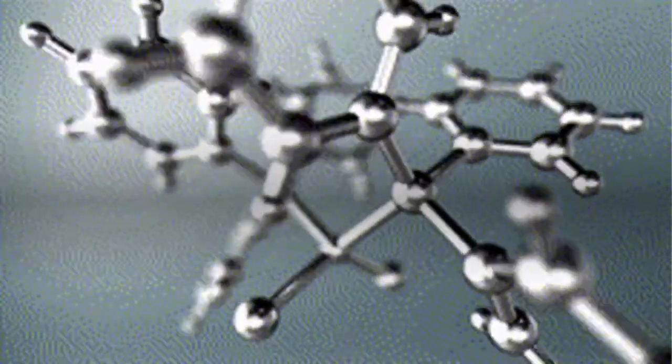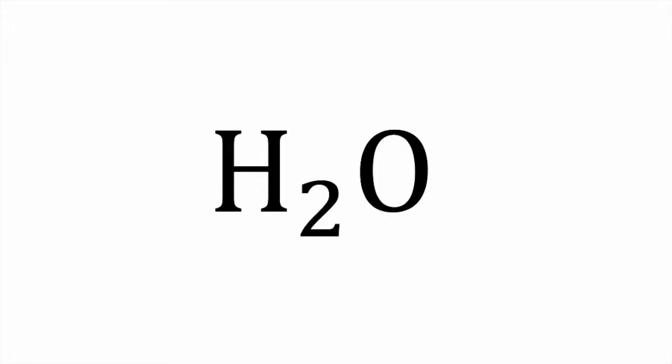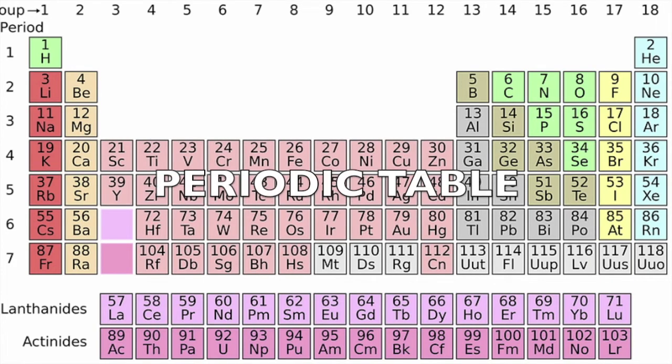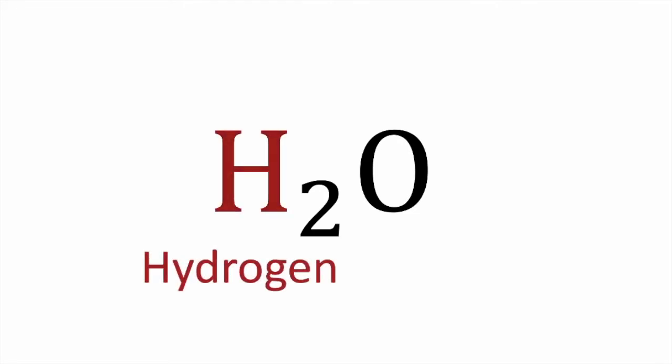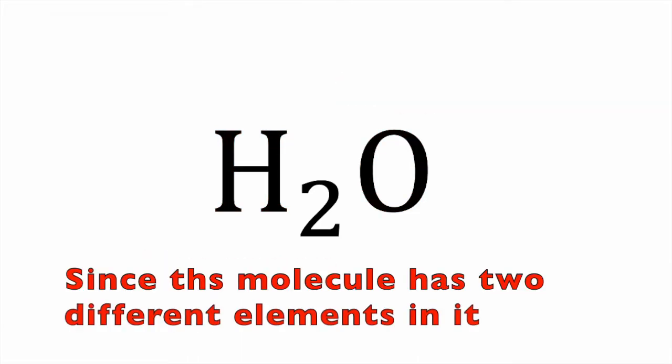The most common way scientists model molecules is by using chemical formulas. A chemical formula looks like this. The letters are chemical symbols and represent the elements in the periodic table. For example, the H in this molecular formula stands for hydrogen and the O stands for oxygen. Since this molecule has two different elements in it, it's a compound.